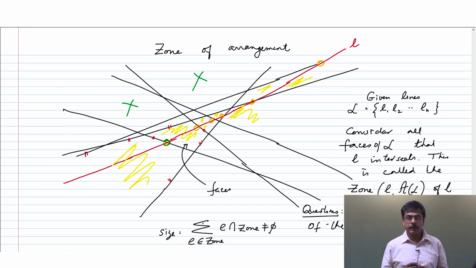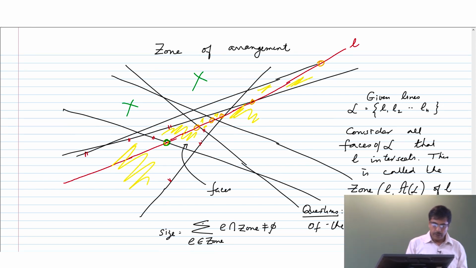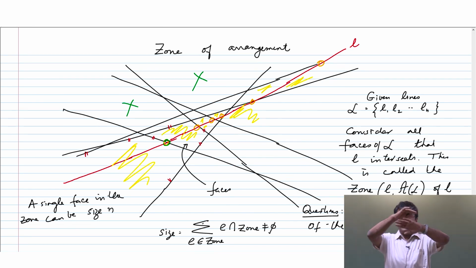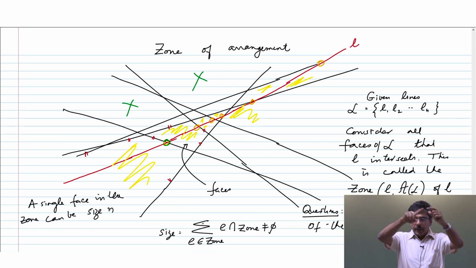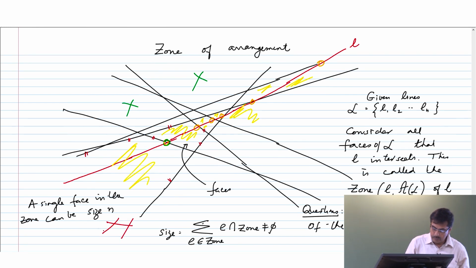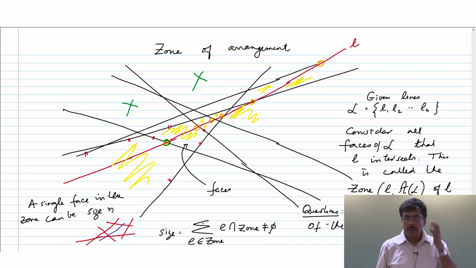Now, you can see that one face can be very large, right? I could have a situation where a single face in the zone can be of size n. Do you believe this? So basically, I look at the intersection of all the lines, and that intersection can have size n, because I can make a situation like this, right? So this is an arrangement, and if the line passes through this one, this face basically has all the possible edges. So a single face can be very bad. It can have size n.